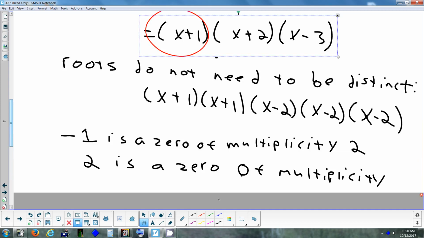So we've called -1 a double root. You can call it that, it's a double root. Or you can say it's a zero or a root of multiplicity 2. That just means the root occurs twice. 2 is a root of multiplicity 3. It occurs 3 times.